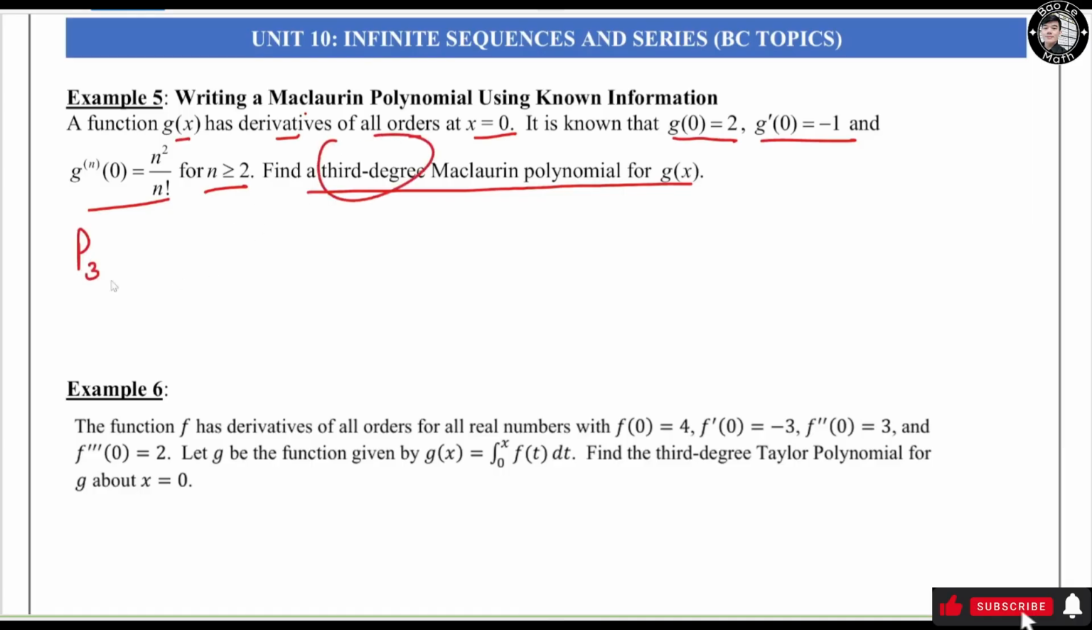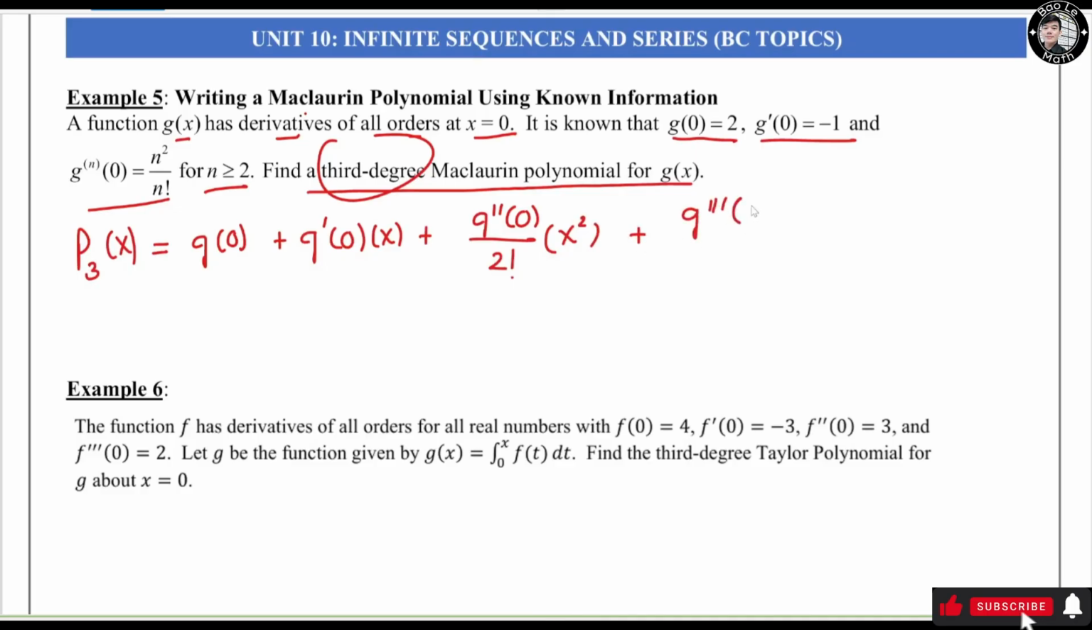p3 of s equals g of 0 plus g prime of 0 times s plus g double prime of 0 over 2 factorial times s squared plus g triple prime of 0 over 3 factorial times s cubed, right? Now we just substitute the values.